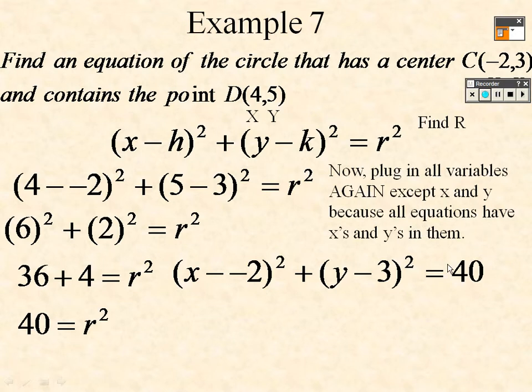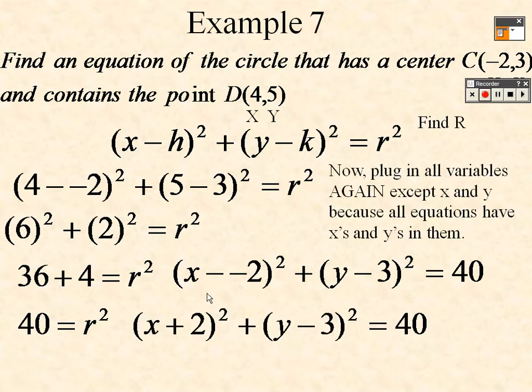And to find the equation, I need to plug in my h and my k. So there's my h, there's my k, there's r squared according to the formula, right? R squared down there. K, 3. H, -2. Minus a negative is plus, so it's (x plus 2) squared, (y minus 3) squared equals 40. And there's your equation of the circle.